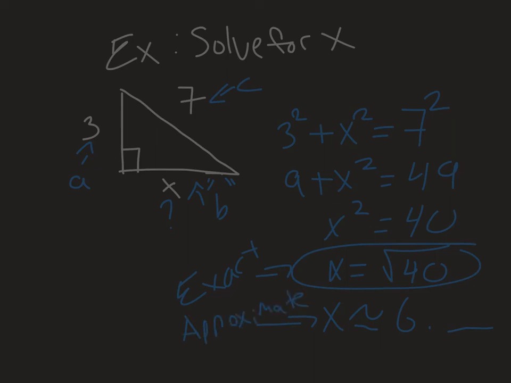Okay, that's the Pythagorean theorem. We can use it to solve for another side if we know two others on right triangles and right triangles only. I hope this video helps.